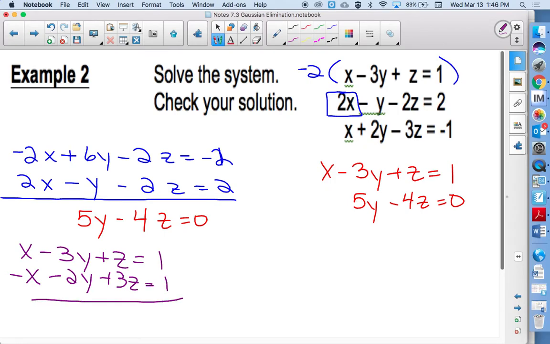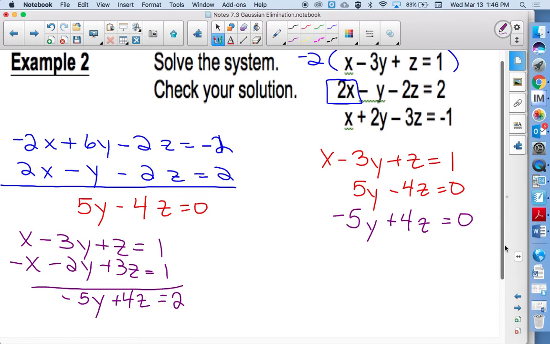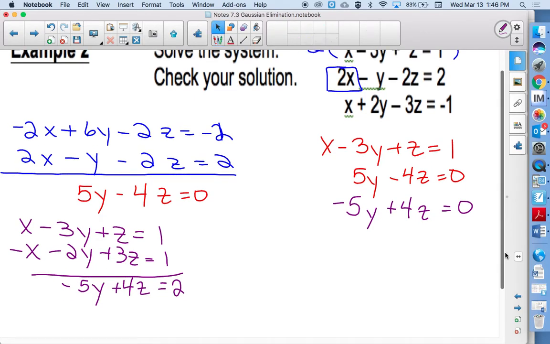And Michael, you end up getting? -5y plus 4z equals 2. Sure. So -5y plus 4z equals 2. If you multiply the top one by -1, you should end up with a positive 5y and -4z equals 2.